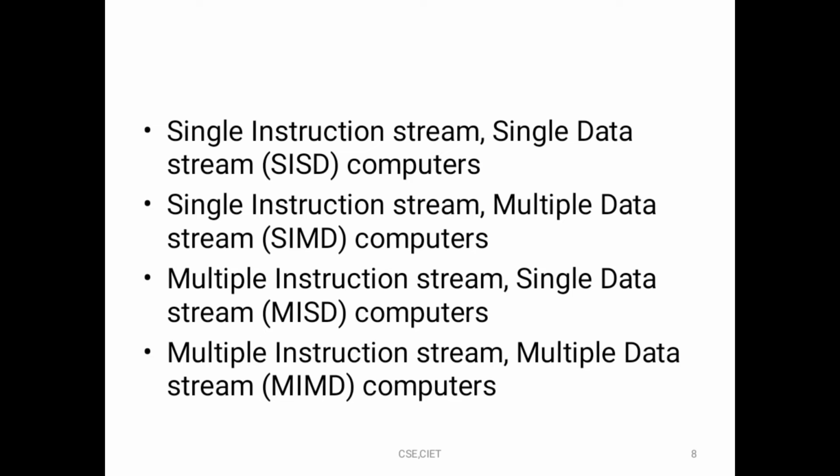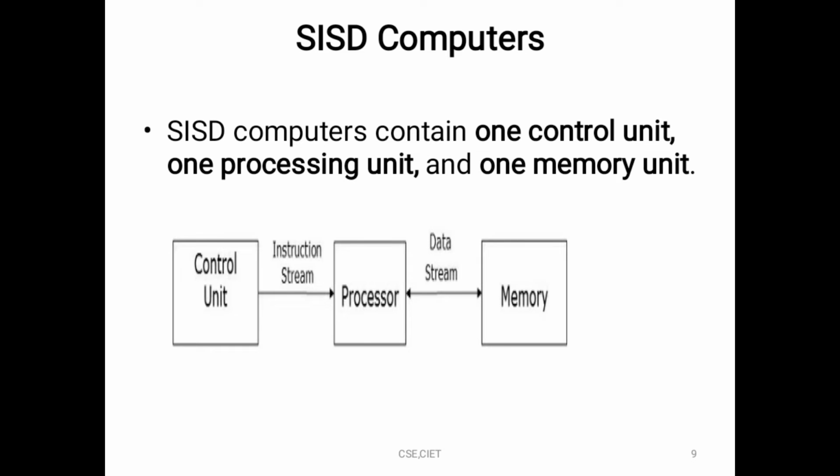Now we will discuss single instruction and single data stream computers, which we call SISD computers. They contain one control unit, one processing unit, and one memory unit. This is the diagram representation: from the control unit to the processor the instruction stream flows, so the instructions are given to the processor, and after that from the memory to the processor the data stream is streamed.